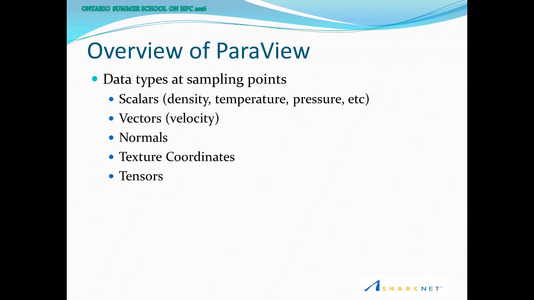So at each data point, as we mentioned, it could be a scalar, like temperature or pressure or densities, and it can also be a vector, like velocity. Okay. There are others like tensors or coordinates, etc. But scalars and vectors are the two most frequently studied properties.